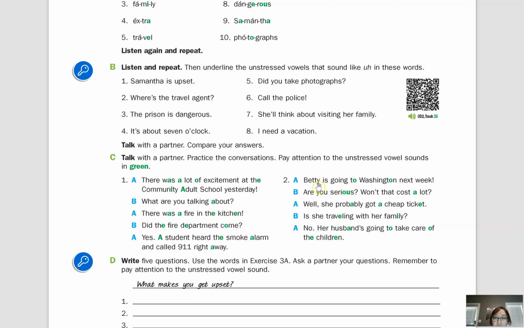Let me make a quick comment here. Number 2, Betty is going to Washington next week. Even though we say "to," like "too," when we say this word individually, when we put it in a sentence, it often sounds like "tuh." So, Betty is going to Washington next week. Going to. We don't really say the full "to" when we speak quickly.